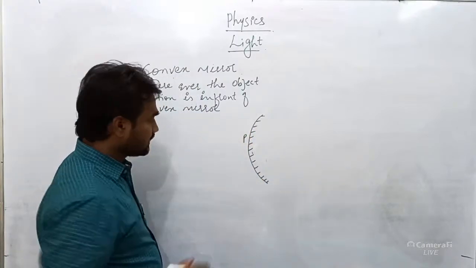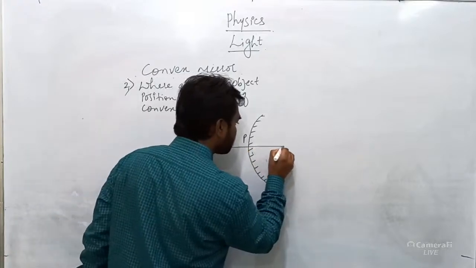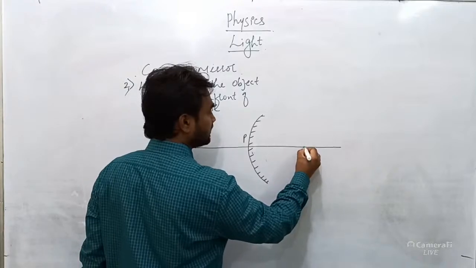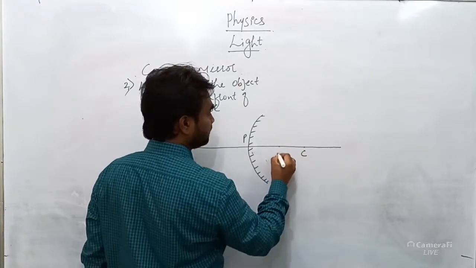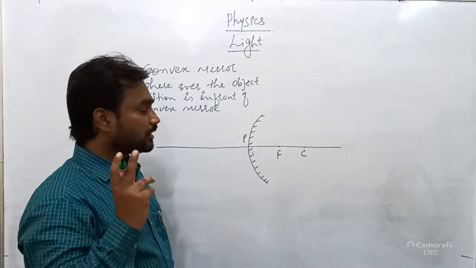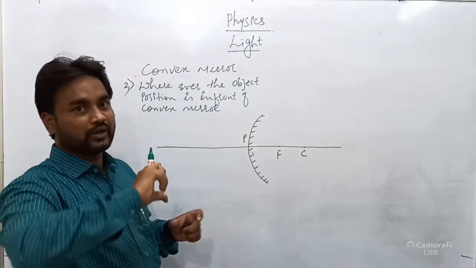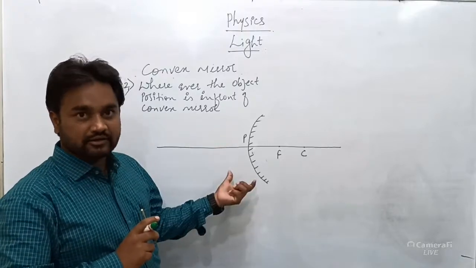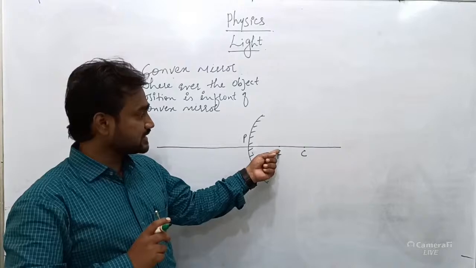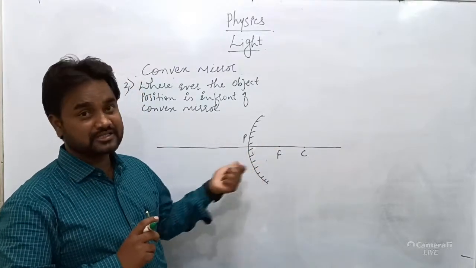Now let me draw the principal axis, which is passing through the pole and the center of curvature. Let me take one point here as the center of curvature, and let me take the midpoint as F. While drawing, if you are using a pencil and compass, when you draw a circle of radius 3 centimeter, then 1.5, at a distance of half of the radius, will be your principal focus.